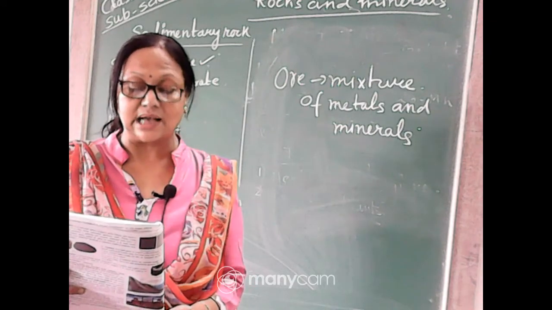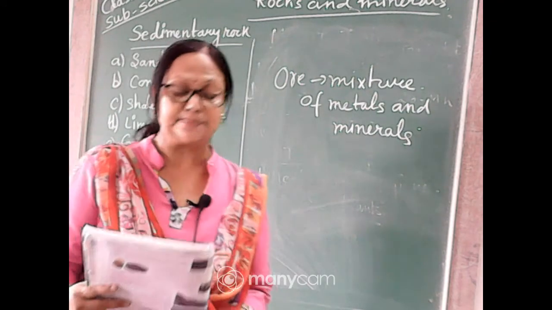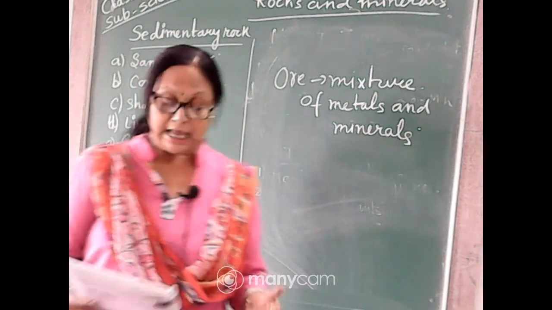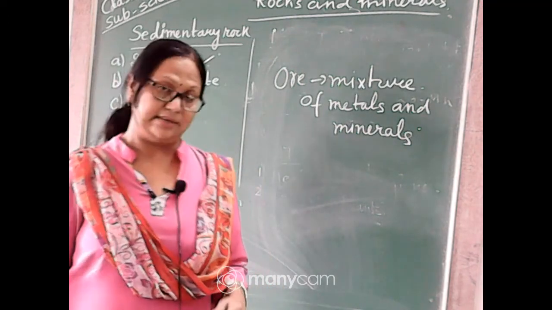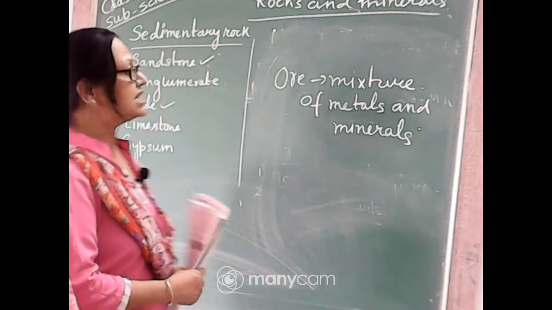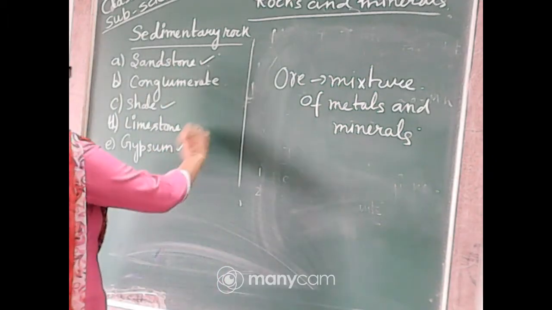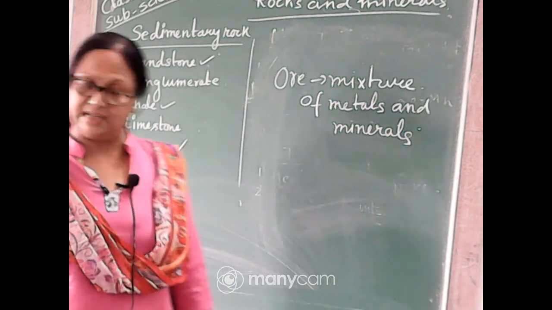Now the last one is the gypsum rock. What is this gypsum? These are very soft rocks made up of sulfate mineral. So gypsum is actually a sulfate mineral, a type of sulfate mineral. They are very soft in nature.